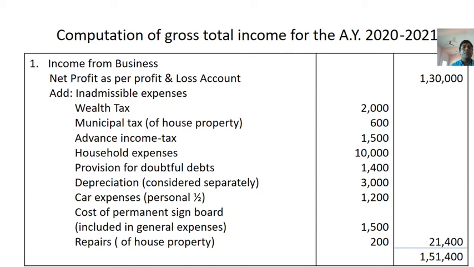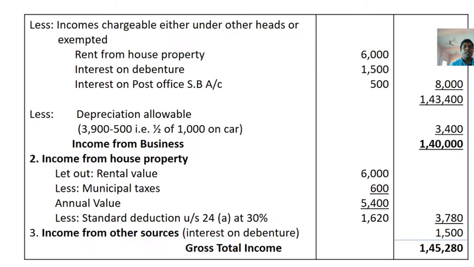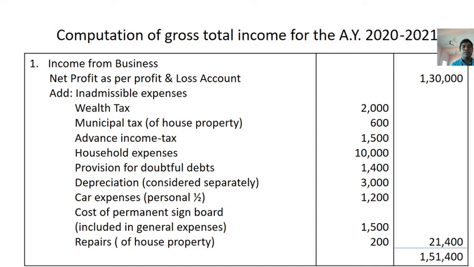So we need to compute the gross total income for the assessment year in the given problem. Before computation of gross total income, we need to compute income under all the heads separately. Then we need to aggregate all the heads of income. So total income is called gross total income. First we need to calculate income from business. Then income from house property. Then income from other sources. After aggregating these, the total income is called gross total income.